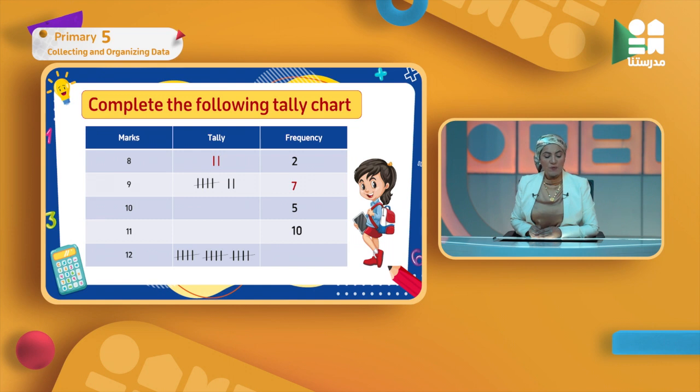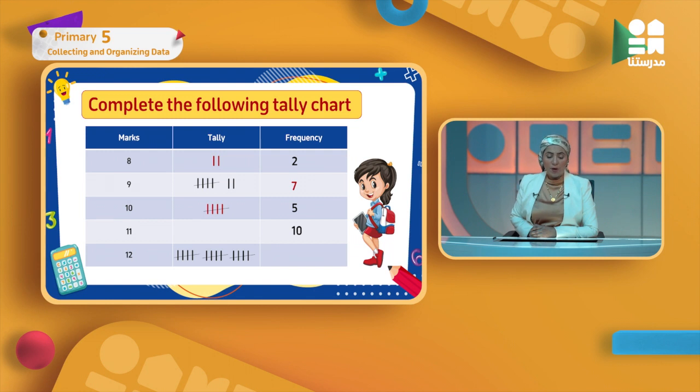Now let's move to the third one. It's 10. How many students have got 10? In the frequency column, we have 5 students who have got 10. Then in the tally part, I need to write 5 tallies. And as we said, to write 5 tallies, I need to put 4 tallies and cross them with the 5th one to get a bundle of 5. So here I have a bundle of 5 tallies.